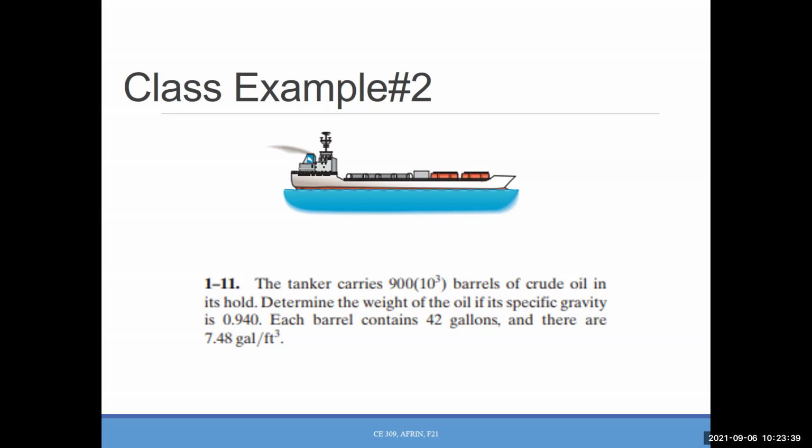Volume of what? Yeah, so the number of barrels is 900 times 10 to the power 3. What else? What else is given? Specific gravity of what? Sometimes I can just say crude oil, and you need to find out the specific gravity from that. But for this question, they already gave you 0.94, and you can see there is no unit here. What else do we know?